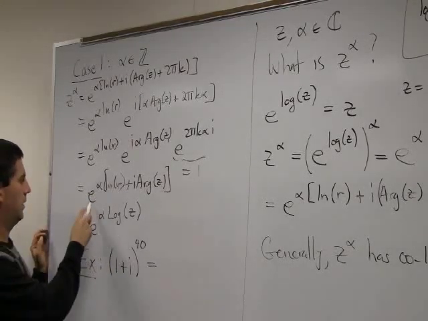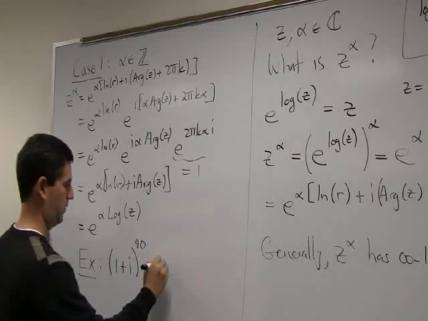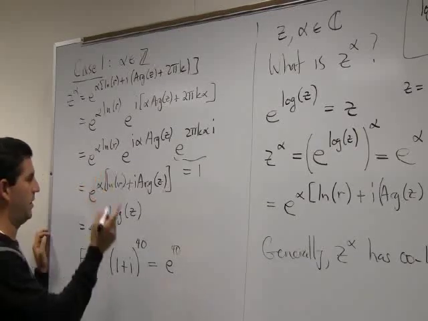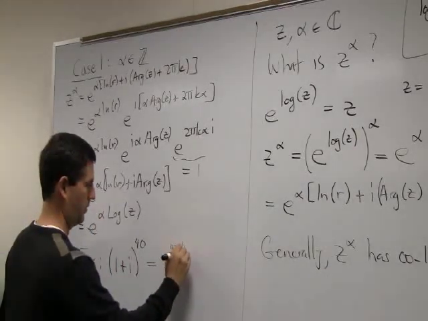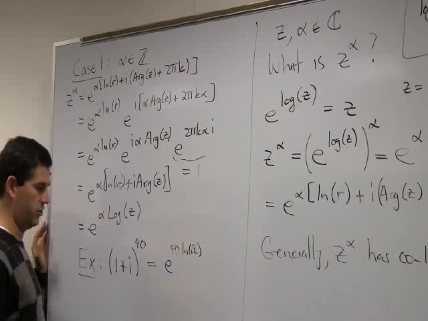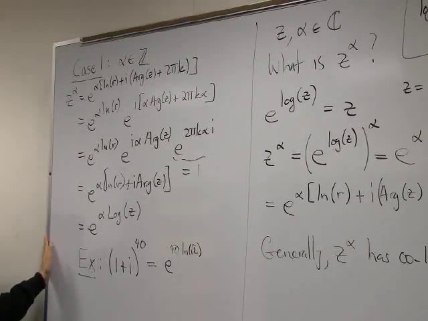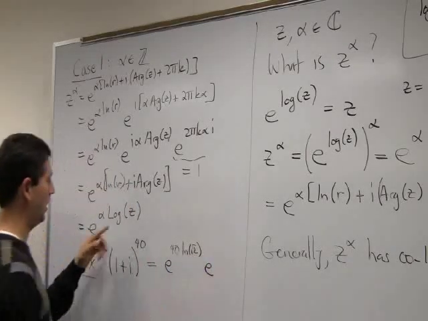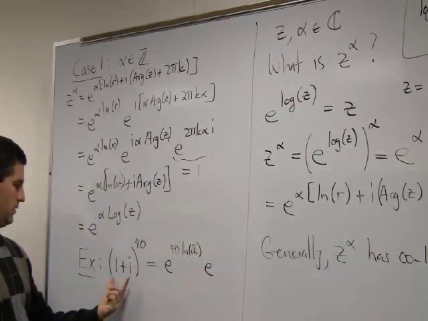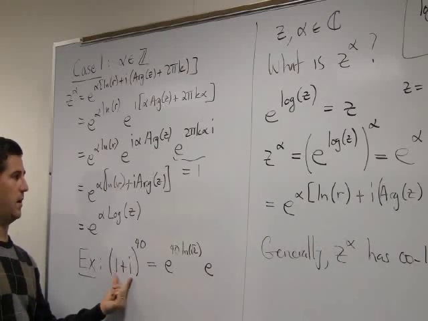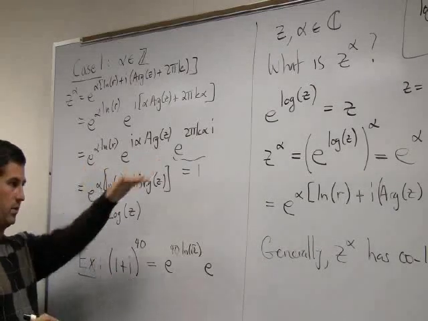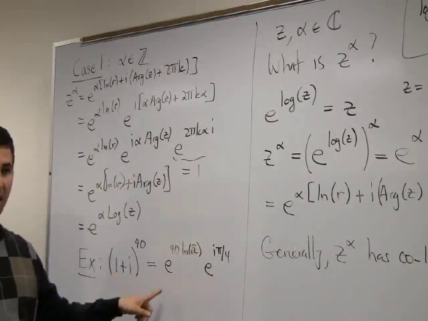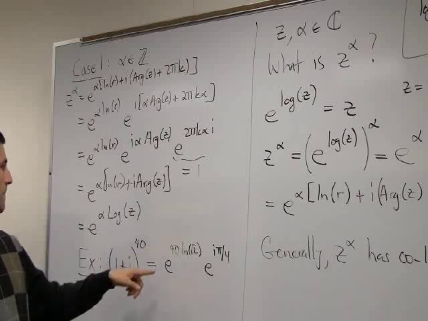So e to the alpha is 40, and then you have ln of root 2, and then a plus, right? Or we could do it separately, e to the i, and then we need the argument of z. So what's the argument of 1 plus i? Pi over 4. Pi over 4 i, times 40.